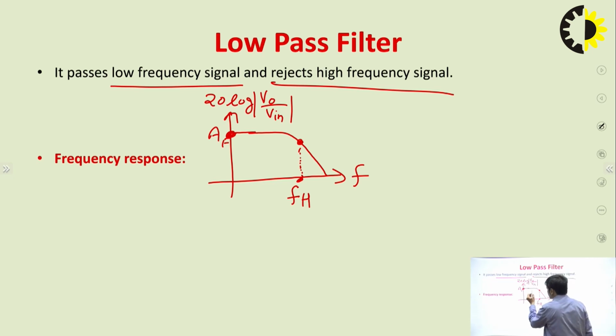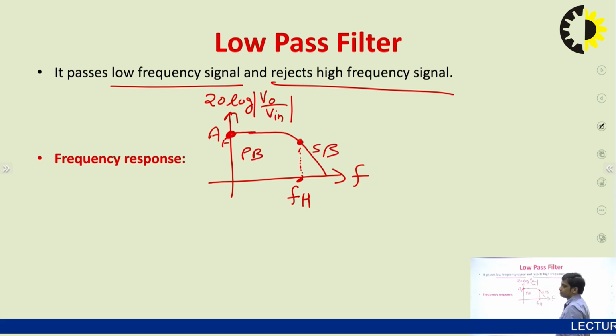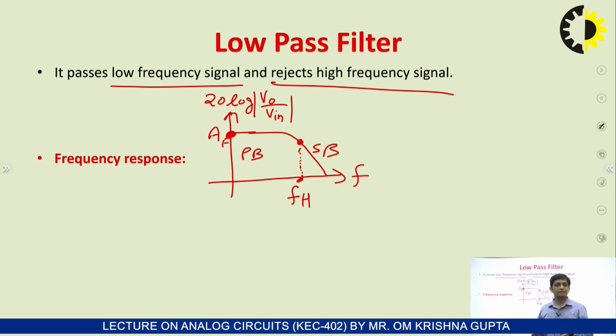There are 2 bands also: this is the pass band and this one is the stop band. These names are given because you can understand that in the pass band, we are getting higher gain, the signal is passing, and in the stop band, the gain is very less, the signal is getting attenuated. That's why it is called stop band.